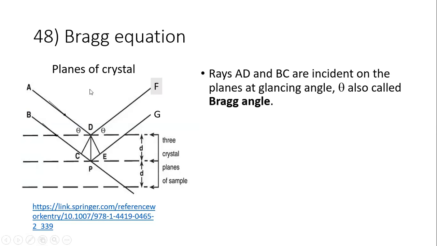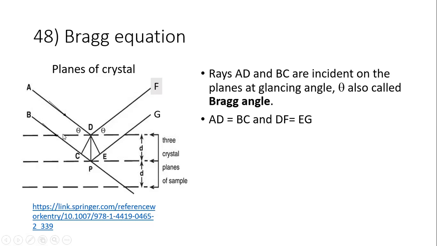AD, this one, AD. BC, there's a BC, incident of plane at glancing angle. Instead of using angle of incidence, we use glancing angle. We call this glancing angle. The angle is made with the incident ray made with the plane, right? Which is the same as this one, theta. So this is also theta because the angle of incidence equals the angle of reflection. So these two angles must be the same. Theta is called the glancing angle or Bragg's angle.